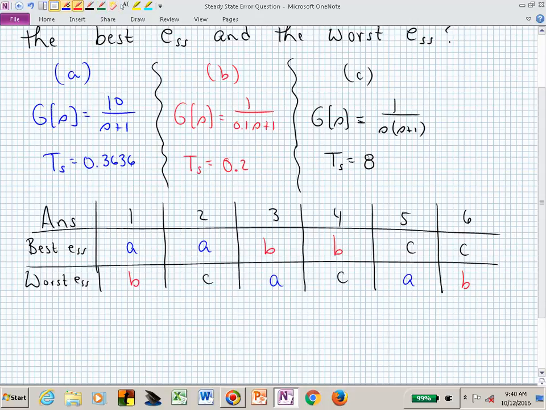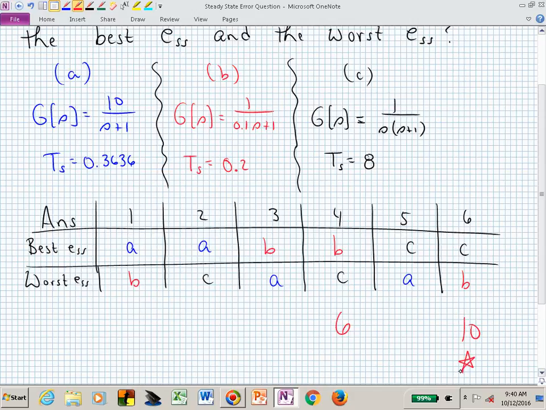Let's change that color. How about 5? C is the best and A is the worst. 5. C is the best and B is the worst. You vote. Well, you could be wrong. 1, 2. I saw a few more, didn't I? Maybe 10.